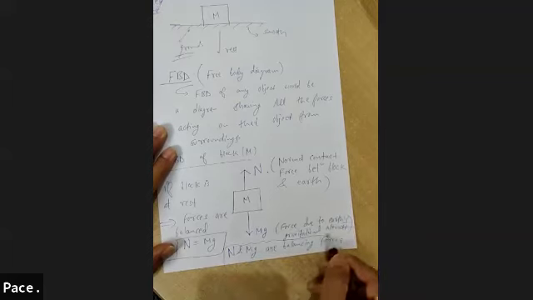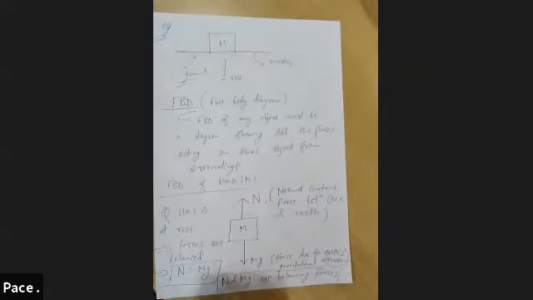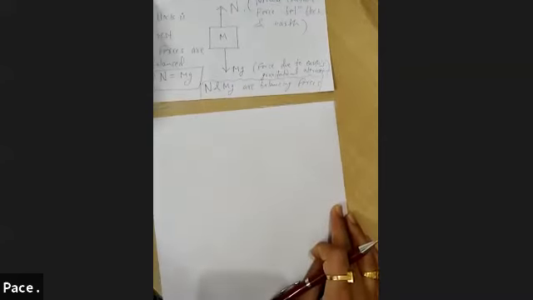Normal and mg are balancing forces. They are not making an action reaction pair. Now, which forces are forming an action reaction pair? That we need to understand from Newton's third law.